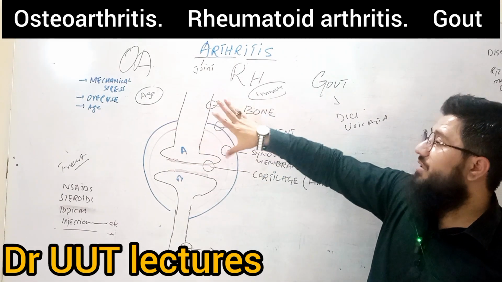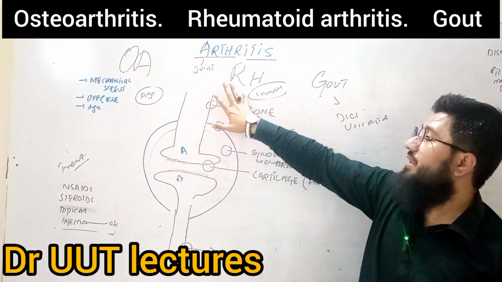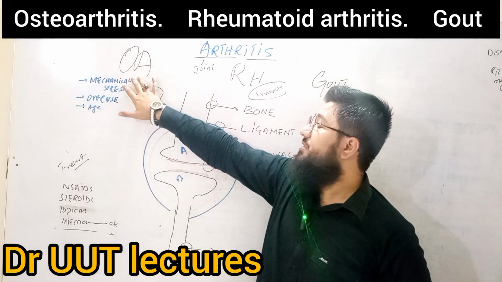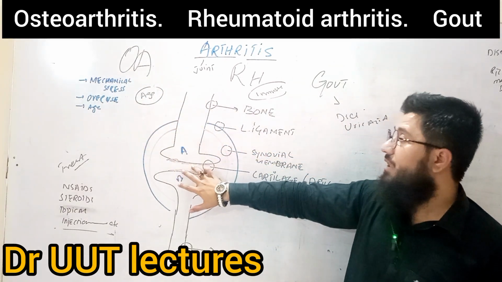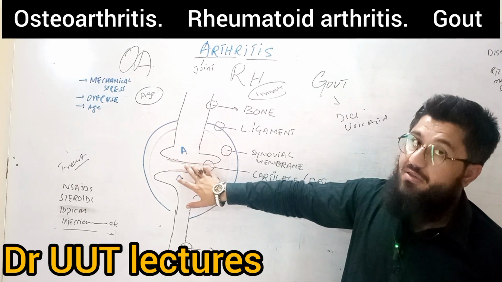Right now, let me brief it again: arthritis, osteoarthritis, and rheumatoid arthritis. In the case of osteoarthritis, your bones are affected and your cartilage is removed, which is actually the protection for a bone.